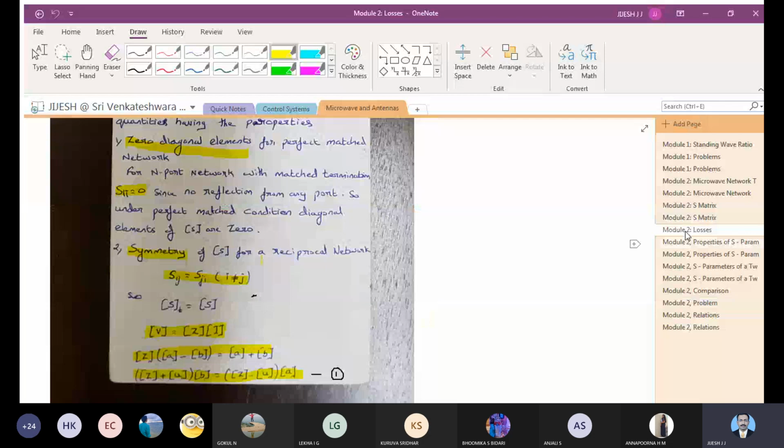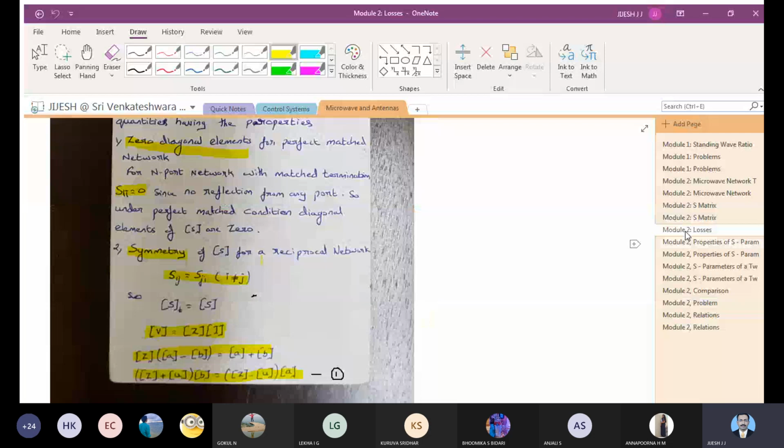Here you have studied all these things: S11, S12, S21, and S22. We have seen the reflection coefficient, so we are going to go with the reflection coefficient. You also studied that gamma can be written as ZL minus Z0 divided by ZL plus Z0. That is what you're going to use here to simplify it.